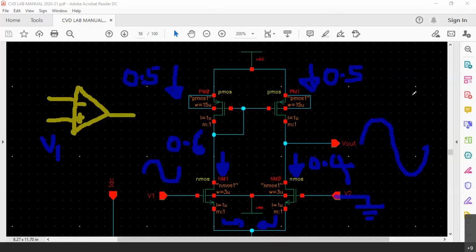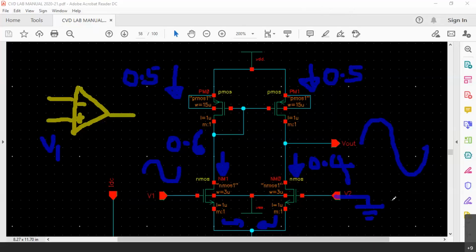I hope this is understood. If students have any queries, you can ask me, or else I will proceed to the inverting configuration. Is it clear now? If it is clear, put yes in the chat box. Okay, Kuldeep has put yes. So now let me proceed to discussing the inverting input.